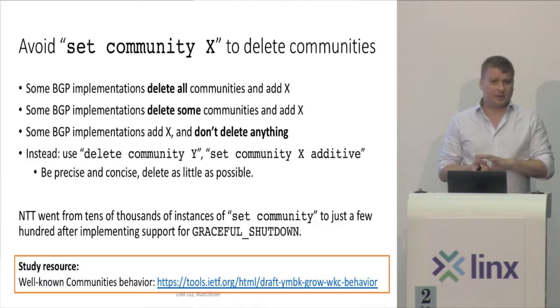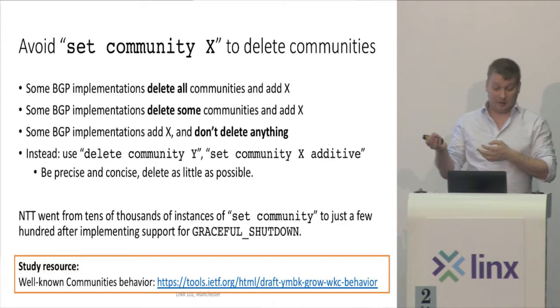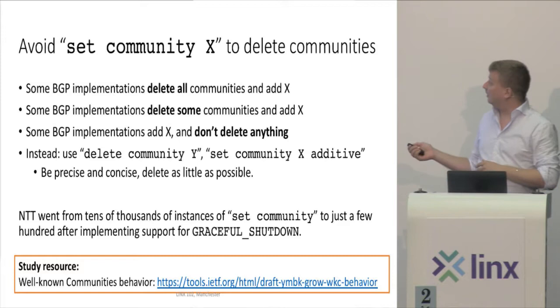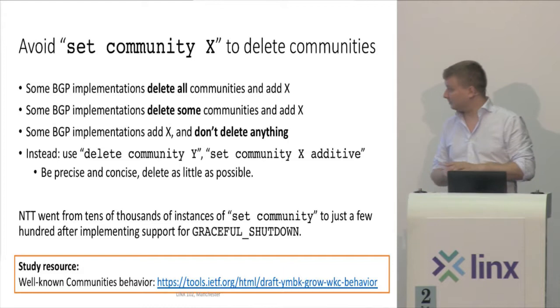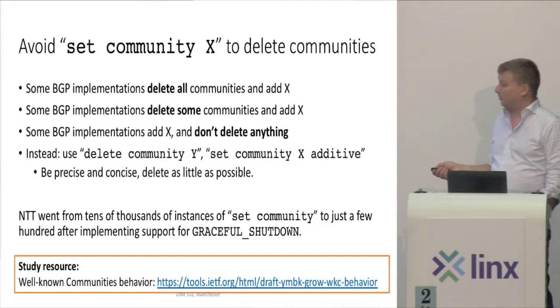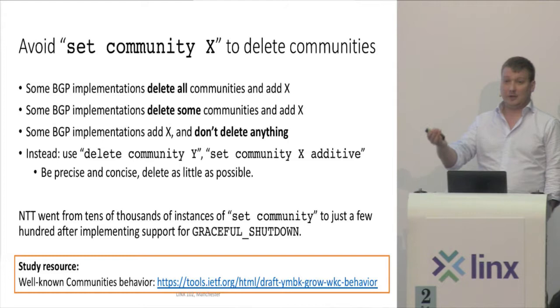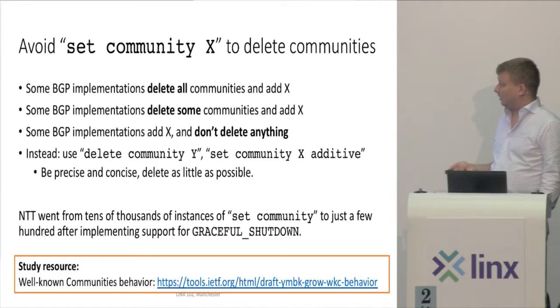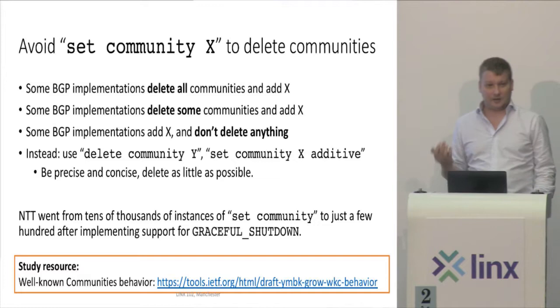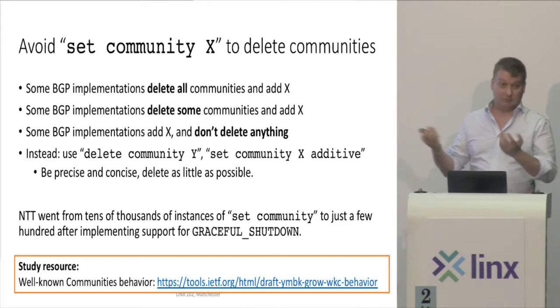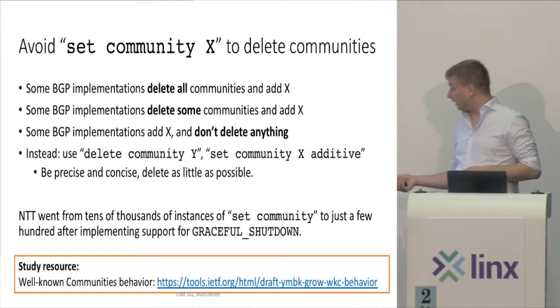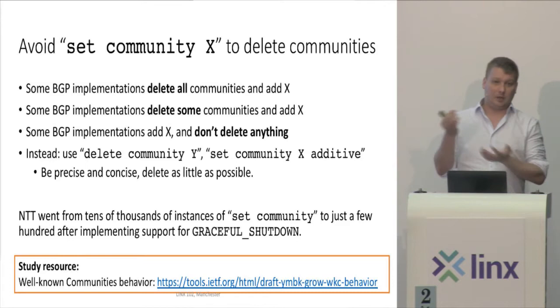So it's easier to just explicitly delete the communities you want to delete through, say, delete community Y, and then add the community explicitly by using the additive keyword. And even though this may grow your configurations a little bit, the behavior you'll see across platforms will be more consistent. And another data point, when we implemented support for Graceful Shutdown, a well-known BGP community that signals that the BGP session is about to go down, we discovered that implementing that feature while using set community X at the same time was incredibly hard. So we deleted tens of thousands of instances of this set community config snippet to make our life easier to implement that specific feature. You can click this URL to find a more elaborate description of how implementations differ when it comes to setting communities.